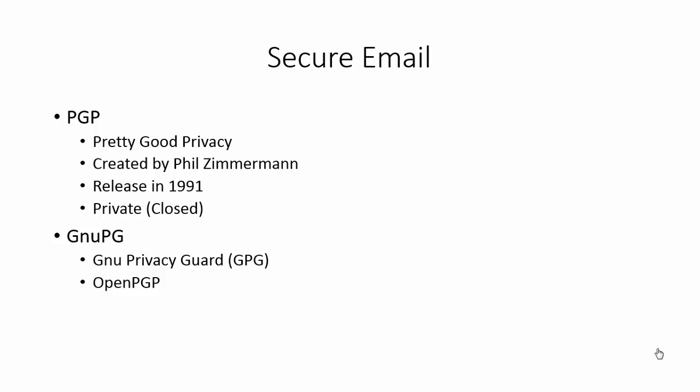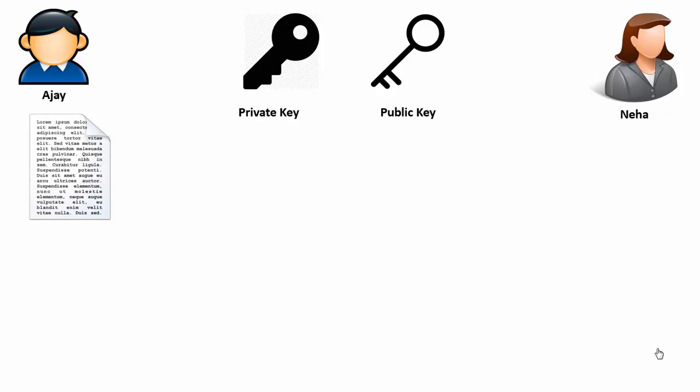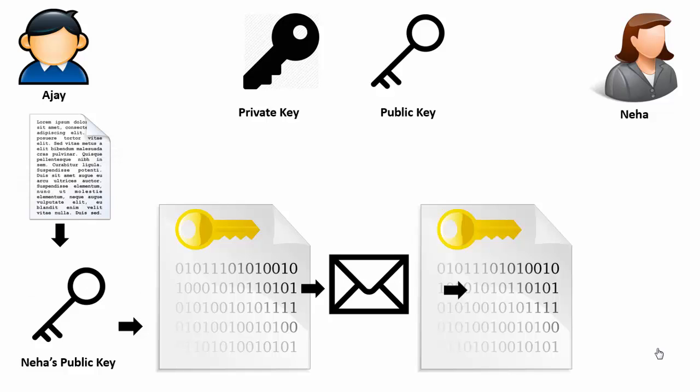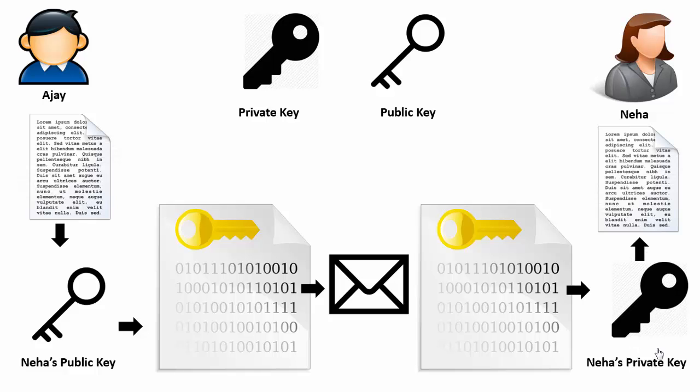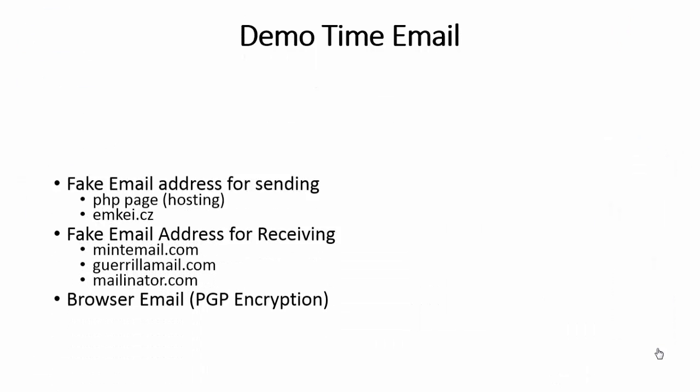PGP standards work with a public and a private key. Let's see how public and private keys actually work. For this example, think this is our private key and this is our public key. Whenever Ajay wants to send mail to Neha, he will write a letter, and in the body part he will use Neha's public key to encrypt that message and send it via email. Once the encrypted message is received in Neha's inbox, she will use her private key to decrypt the message to make it readable. It works the same way with Vinay: Ajay needs to use Vinay's public key. So let's see the demo.